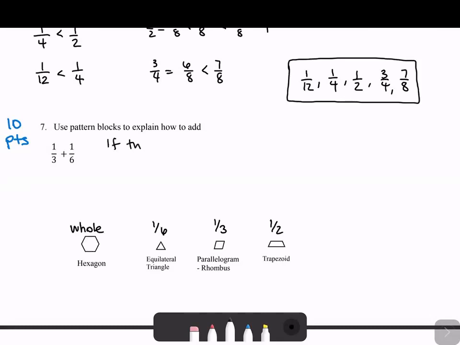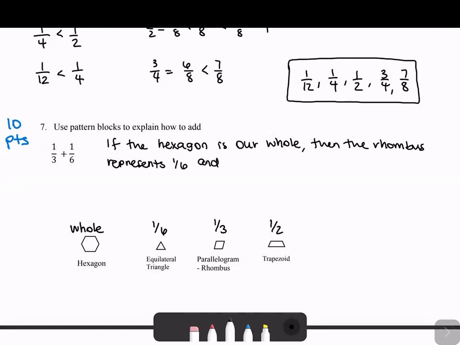So if the hexagon is our whole, then the rhombus represents 1/6, and the triangle represents 1/3.